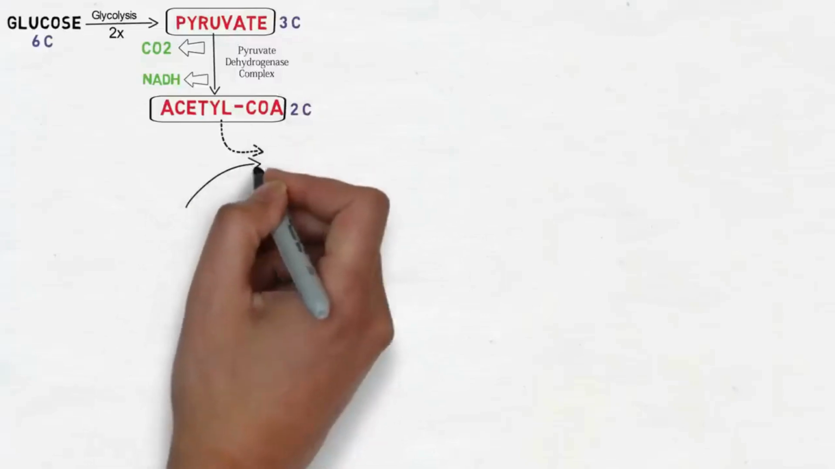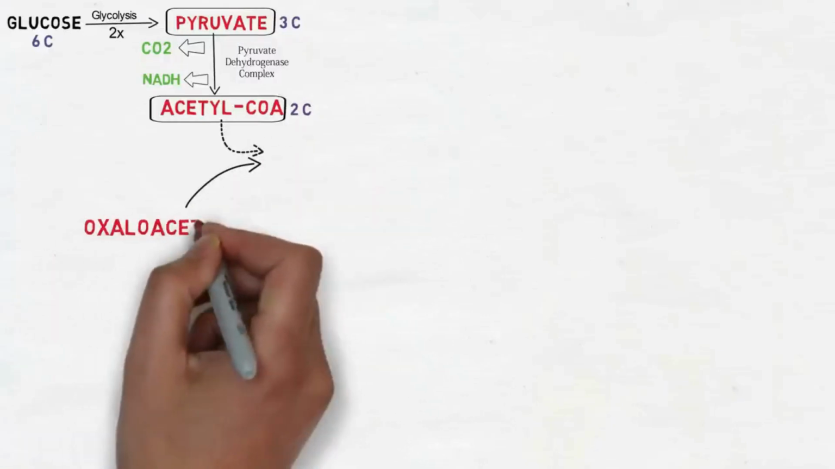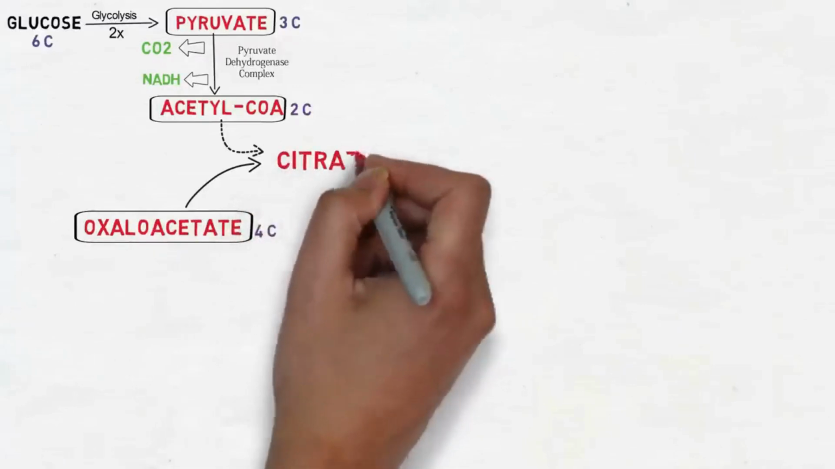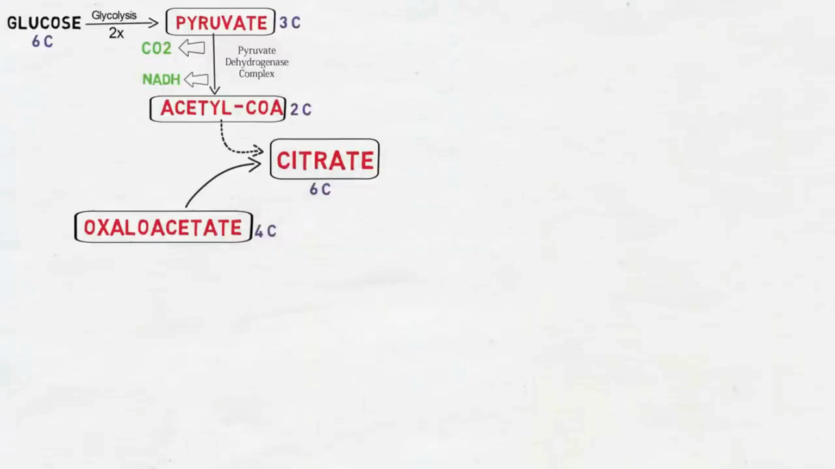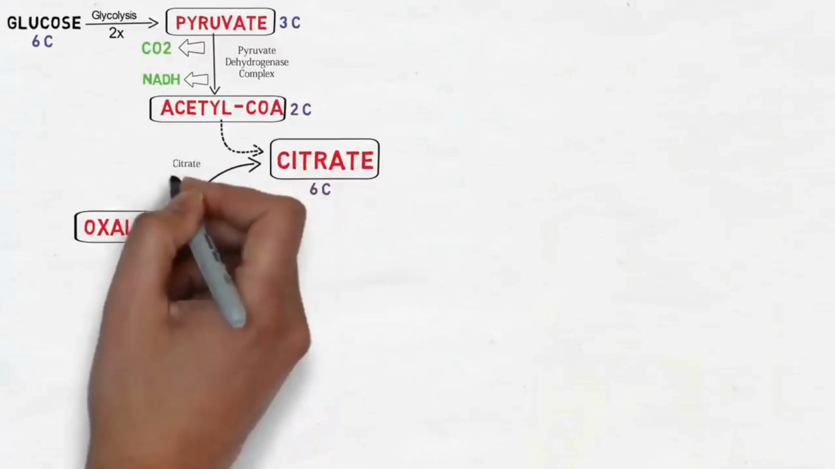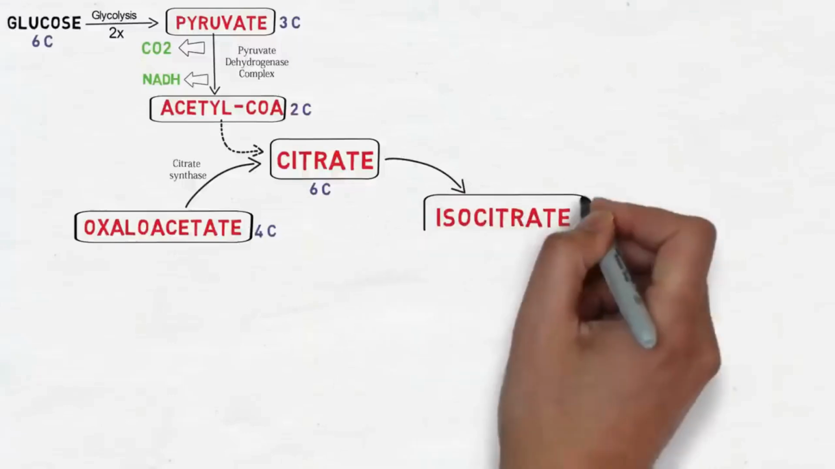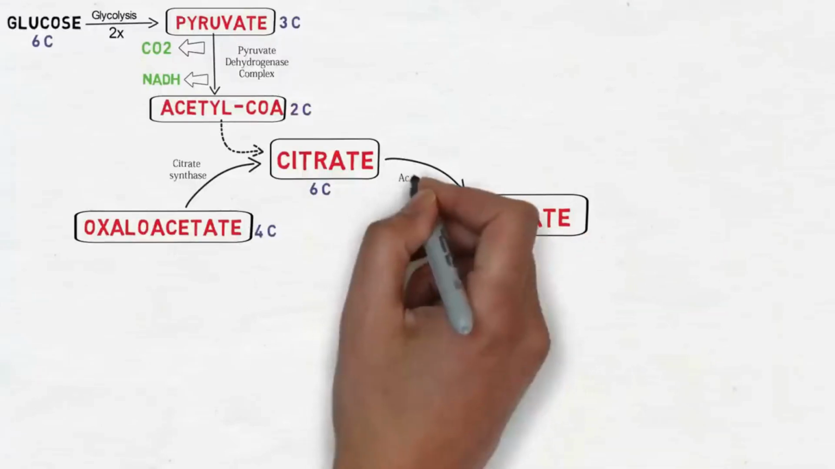In the next step, the acetyl-CoA combines with oxaloacetate, which is a 4-carbon compound, to form citrate. And hence the resulting molecule is a 6-carbon compound. This reaction is catalyzed by the enzyme citrate synthase. In the next step, the citrate is isomerized into isocitrate by the enzyme aconitase.